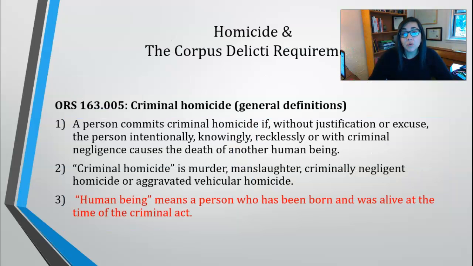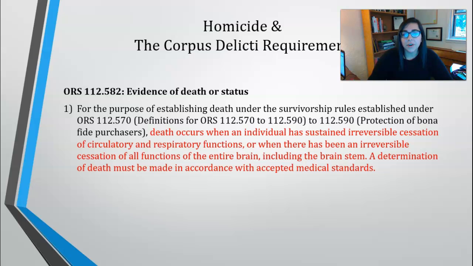In Oregon, a human being means a person who has been born and was alive at the time of the criminal act. So if you're thinking about whether or not a person has been killed, you have to consider whether they have been born and were alive at the time of the criminal act. Further, in Oregon, here's how we determine whether somebody has died. Death occurs when an individual has sustained irreversible cessation of circulatory and respiratory functions, or when there has been an irreversible cessation of all functions of the entire brain, including the brain stem. A determination of death must be made in accordance with accepted medical standards.